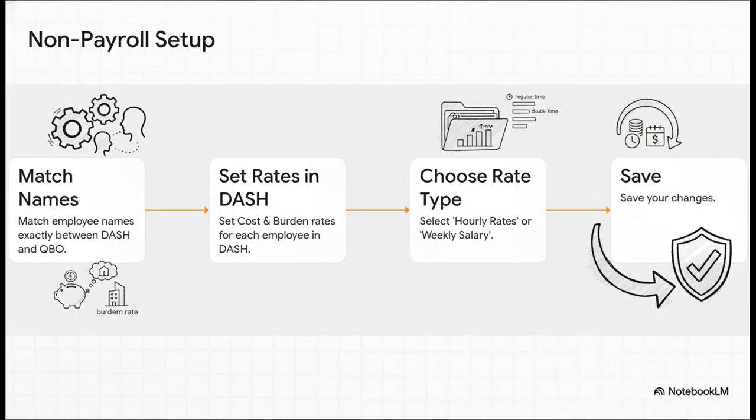So if you find yourself on path B, the setup is all done in Dash. For every employee, you're going to define their specific rates for regular time, overtime, and double time. You'll also set what's called a burden rate, and that's just a simple percentage to cover all those extra costs like taxes and insurance. That way, you get the true total cost of that person's time on the job.